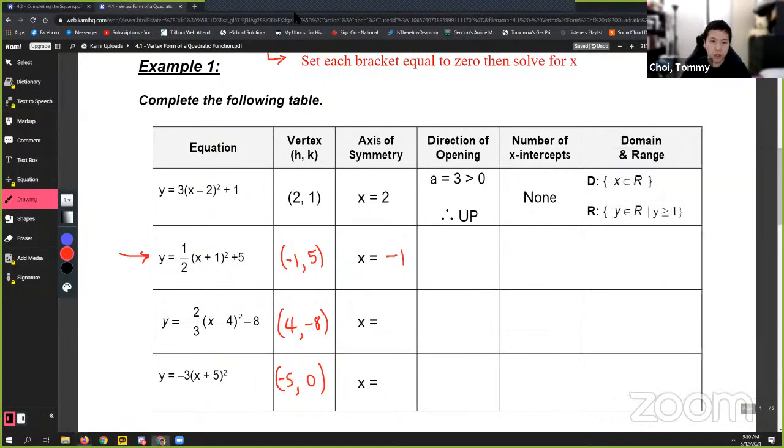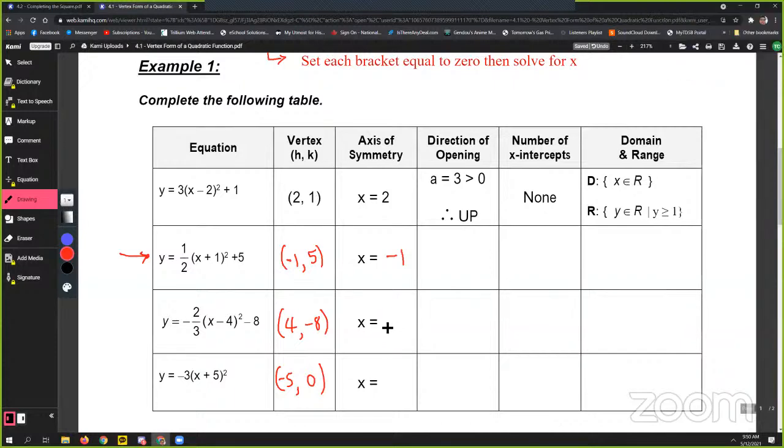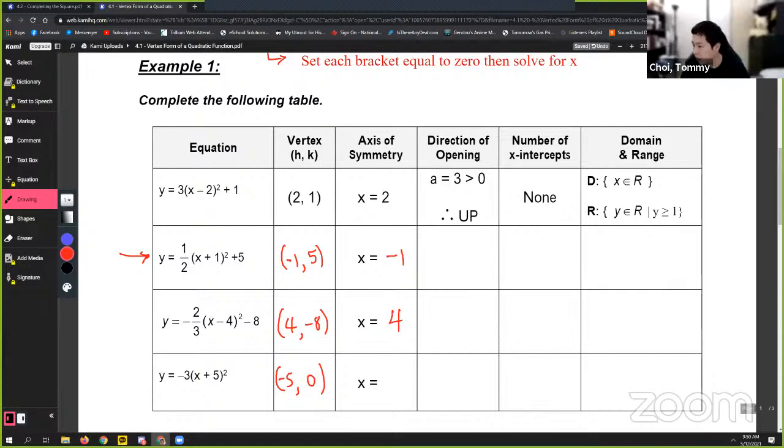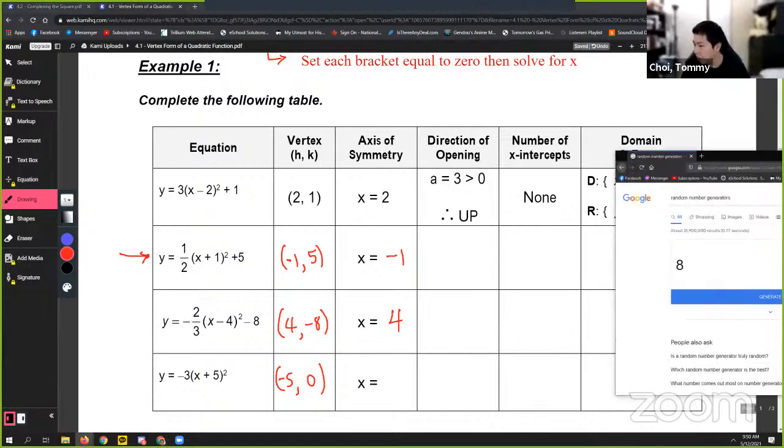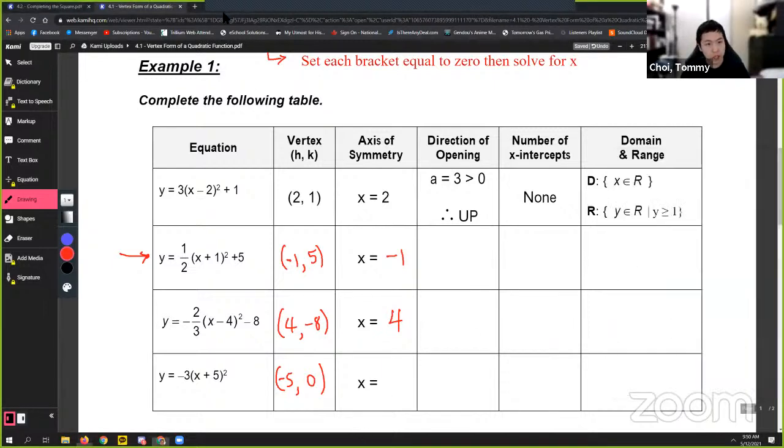Next person is Fatimata. What is the axis of symmetry here? 4. Perfect. Last one, we'll just go one above. David, I'll try the last one here, please. What's the axis of symmetry here? Perfect, -5. Easy peasy, these were easy, right?